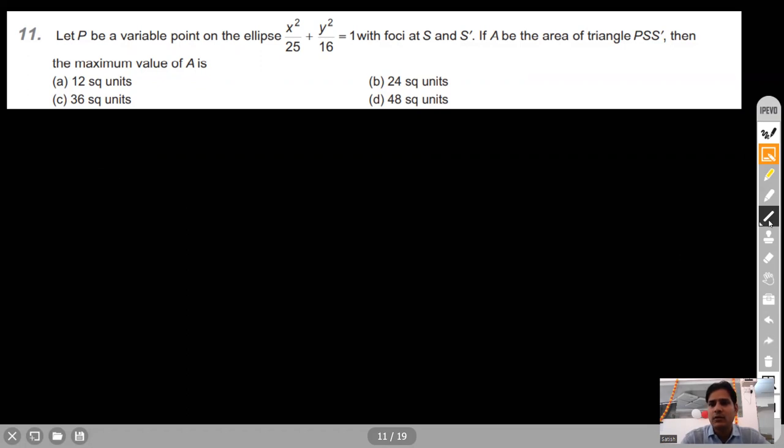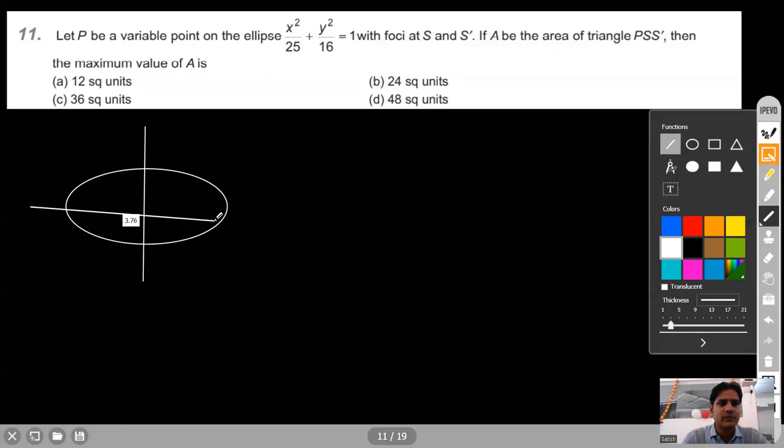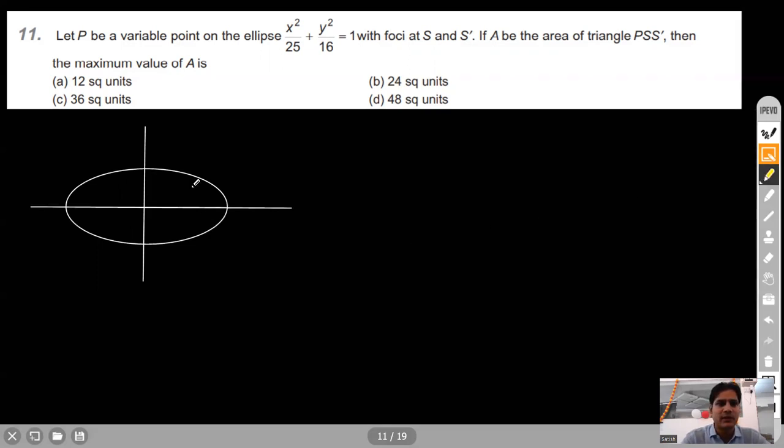Let me draw the ellipse first. So this is our ellipse. These are the axes of the ellipse. And P is a variable point on the ellipse. So let me take this point as P, and S and S dash. We have to make a triangle with the point P and both the foci. So let me assume this focus to be here.